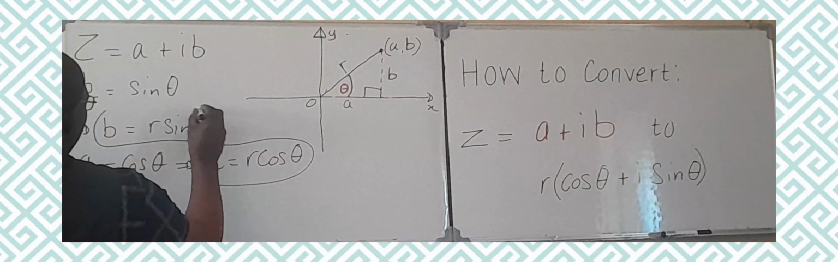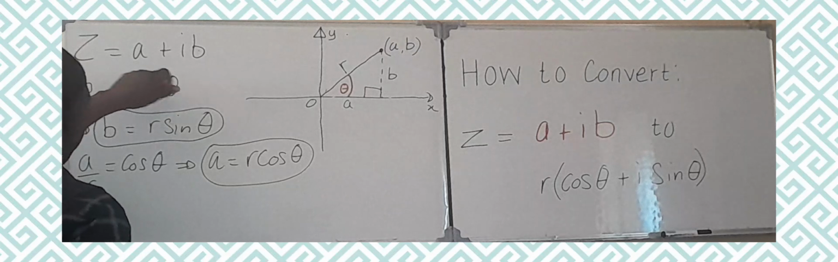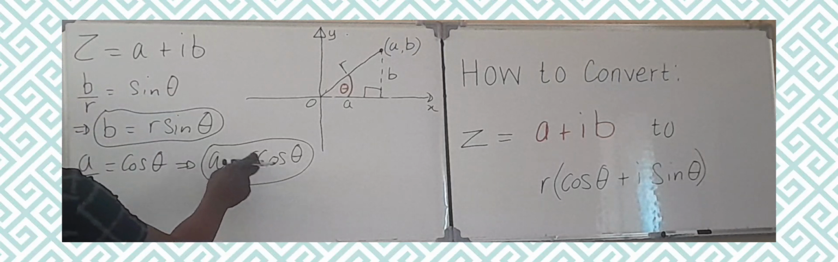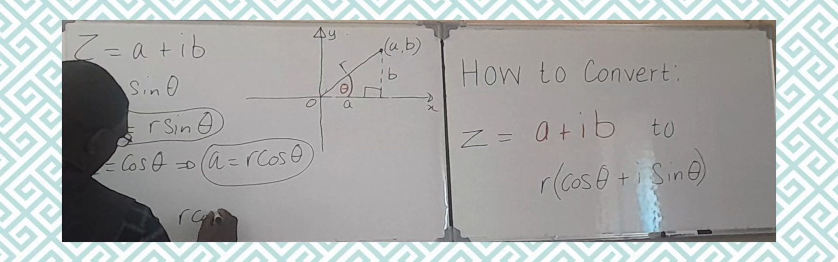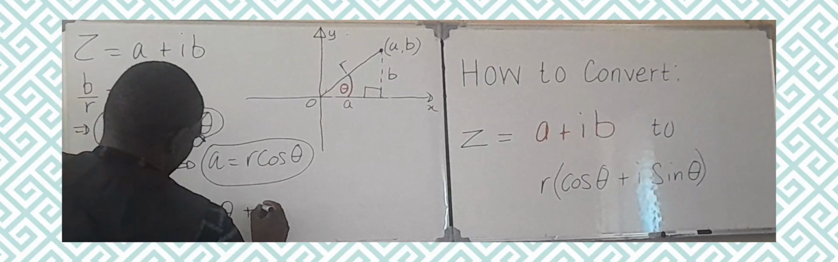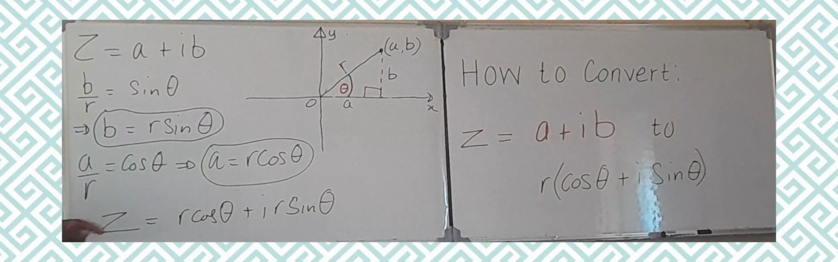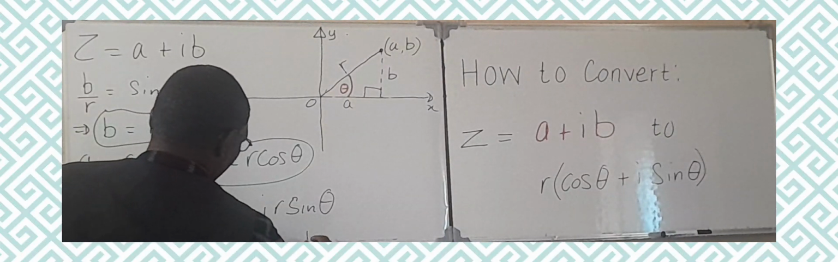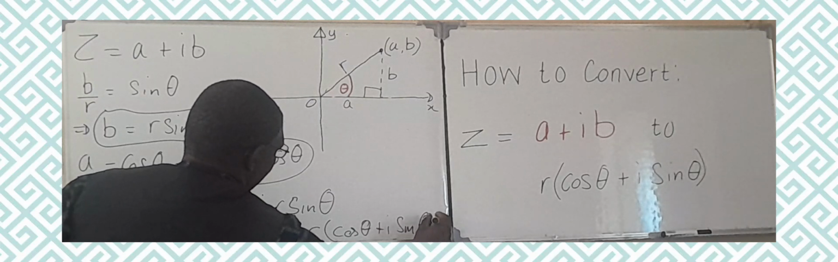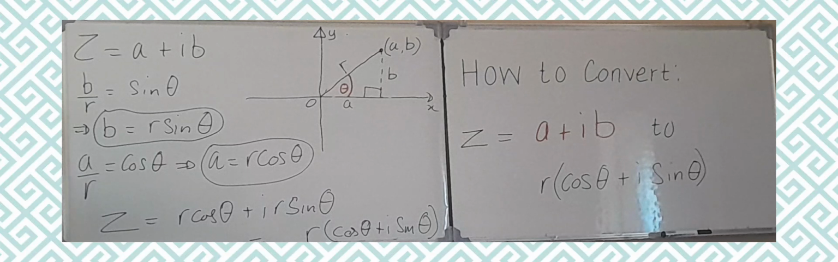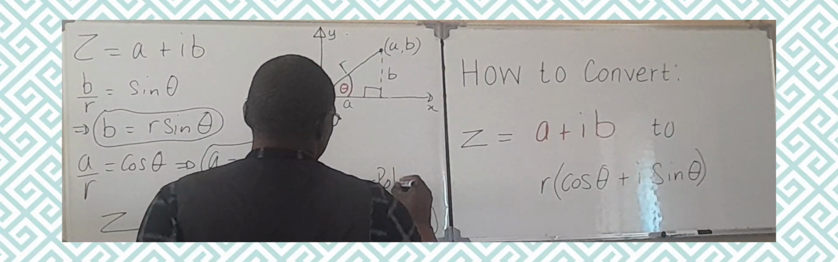Now, I have these two equations representing A and B. Now my Z is equal to A plus IB. So now instead of A, I can write this. Instead of B, I can write that. So my Z now is equal to R cos of theta for A plus I multiplied by R sine of theta. I can take my R out and I have this is equal to R bracket cosine of theta plus I sine of theta. Okay, now we have obtained the polar form of our complex number.